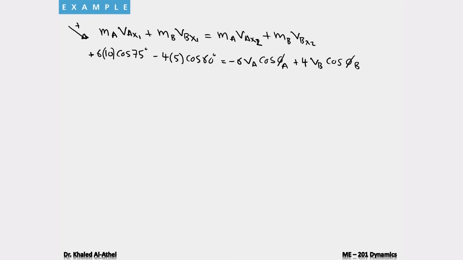Just rearranging all of this gives you that 4 VB cosine phi B minus 6 VA cosine phi A should equal 5.529. And this is our first equation.